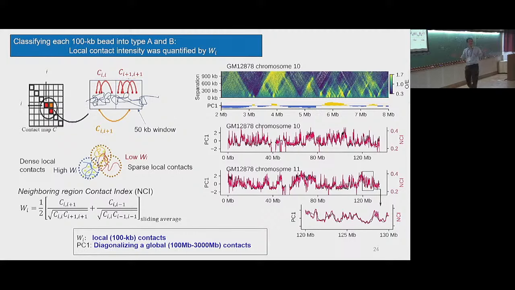So for PC1 analysis, we need the entire genome matrix of this size. But to look at the local contact frequency, we only need this input. So the difference is 10 to the power of 7 or something like that. So by using the much smaller amount of input information to assign which is A and which is B, we started the simulation.